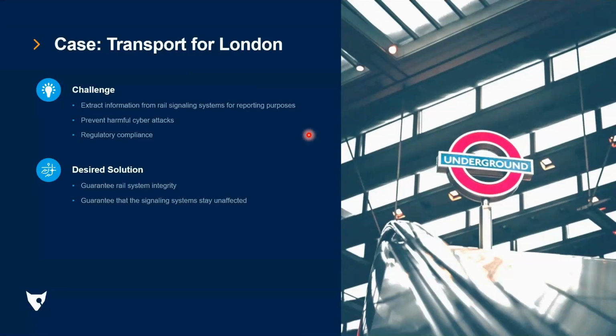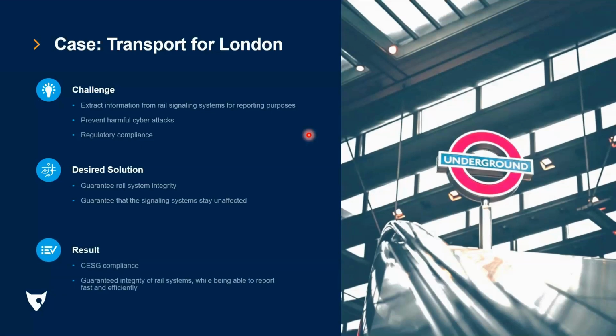So this provides them with a good overview of the entire network, where the trains are, what speed, where they're heading, whether it's still on time. But it is impossible, physically impossible, for the hackers to get in. They guarantee the integrity of the rail system.